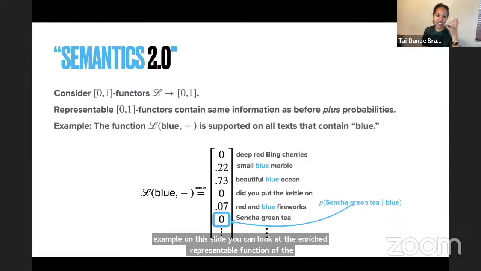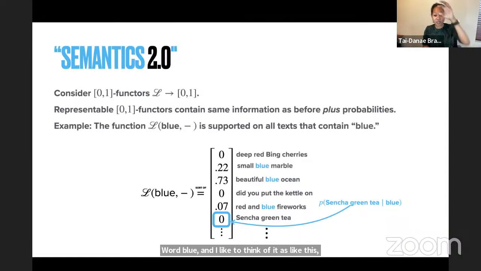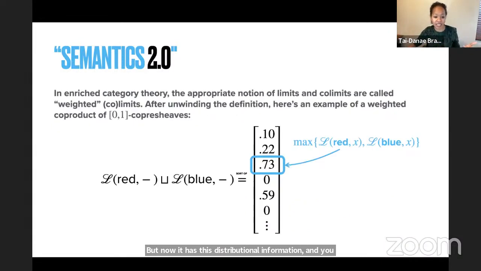And I like to think of it as this vector, which again is indexed by expressions in the language, where there is a 0 if that expression does not contain the chosen word like blue, or it has this conditional probability, the conditional probability of seeing small blue marble, given that you've seen blue, maybe that's like 0.22. So it has the same support as before, but now it has this distributional information. And you can keep on going, you can combine these things.